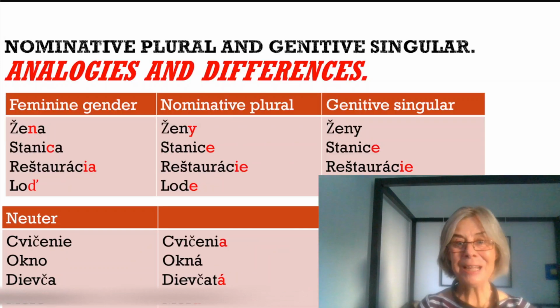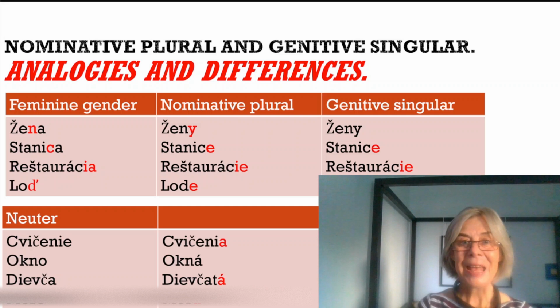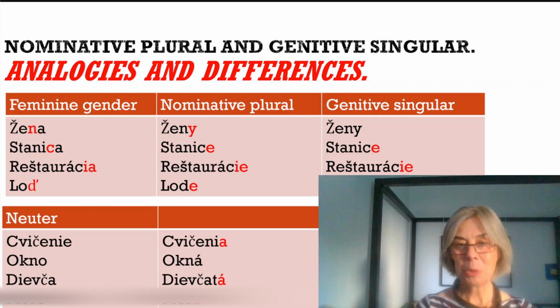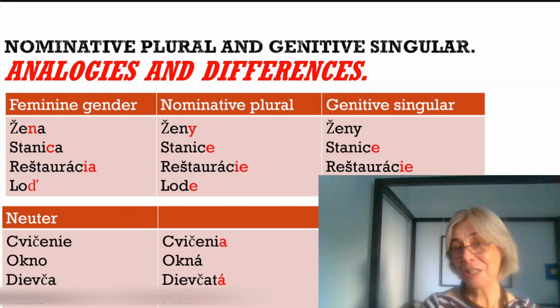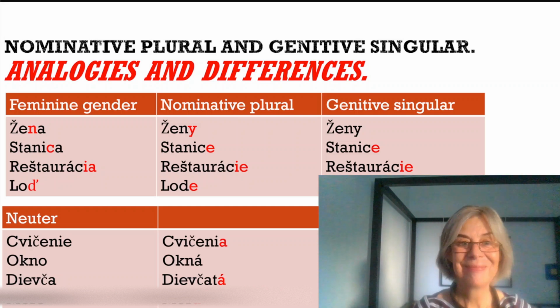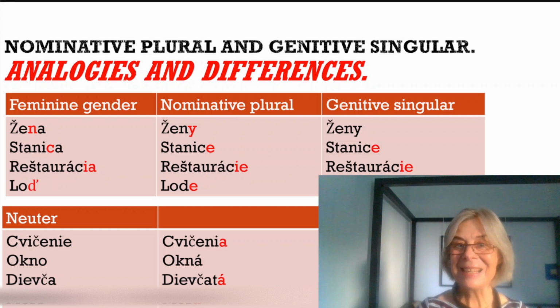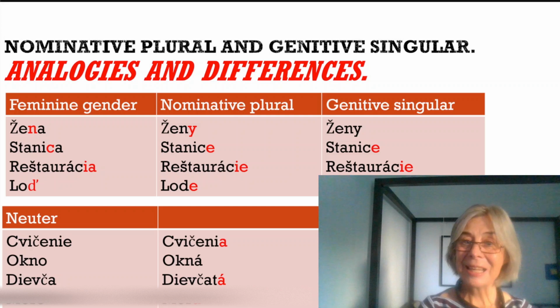And there is one more life hack for Slovak grammar. Notice the similarity between nominative plural and genitive singular nouns. Look, žena, plural ženy, genitive singular bez ženy. Stanica, plural stanice, genitive singular bez stanice. Reštaurácia, plural reštaurácie, genitive singular bez reštaurácie. But this works only for feminine nouns.